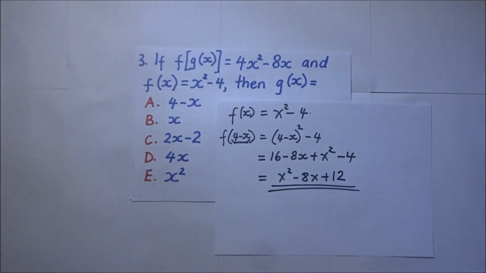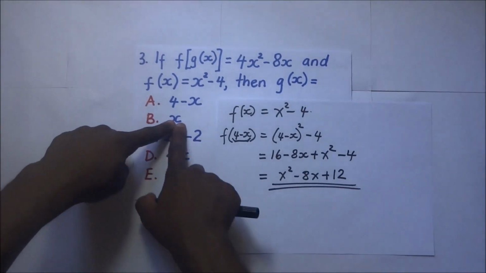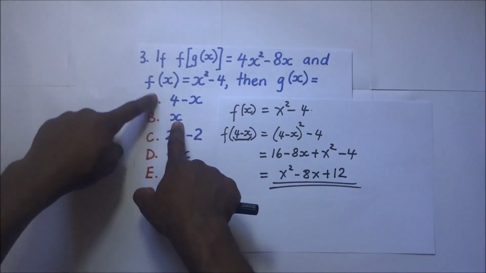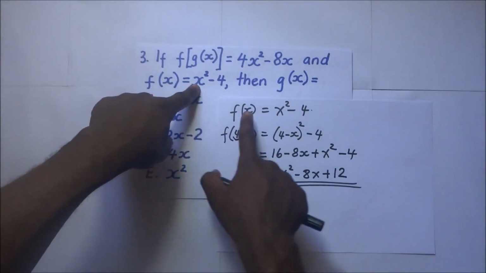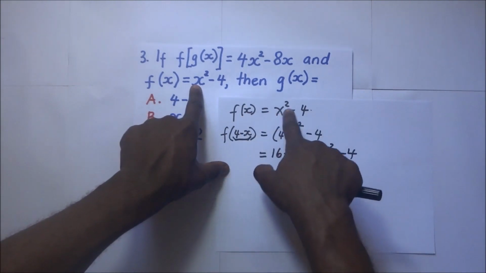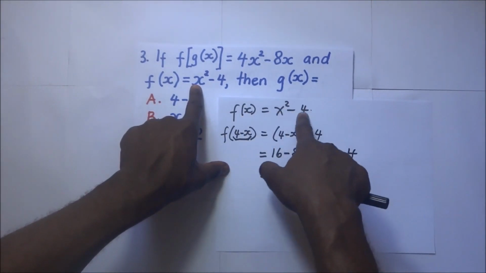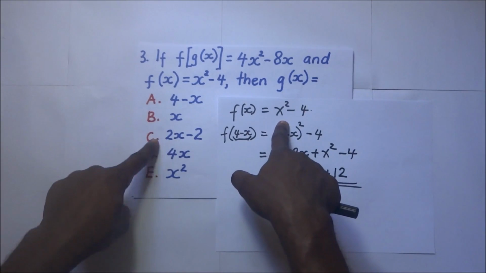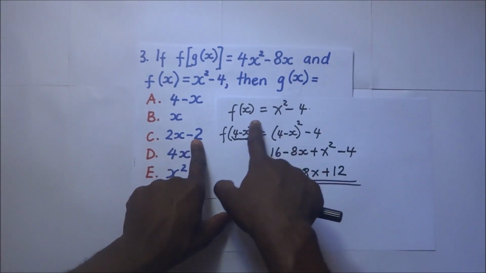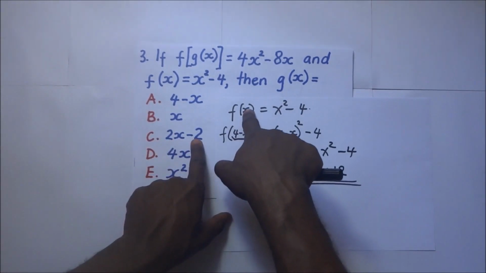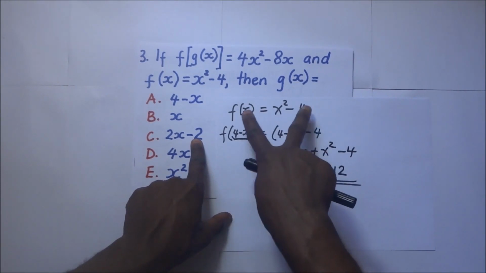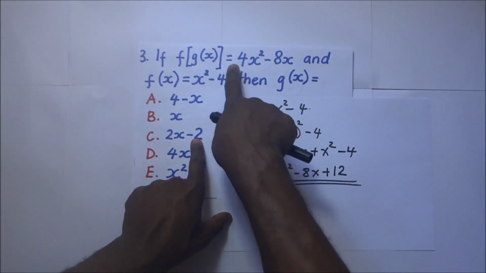Of course, if we go to part B, plugging in x here is simply going to still give us x minus 4. So B is out of the picture. Let's try C, 2x minus 2. If we put 2x minus 2 in the brackets here as our input for this expression, is it going to give us that?